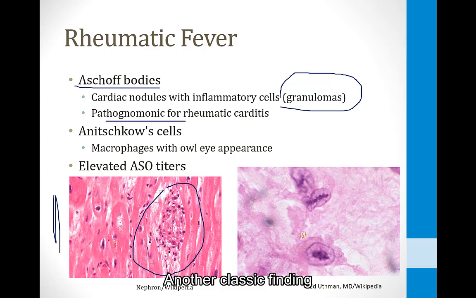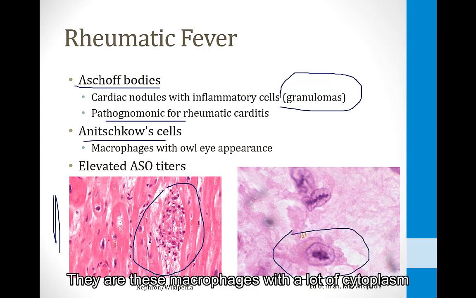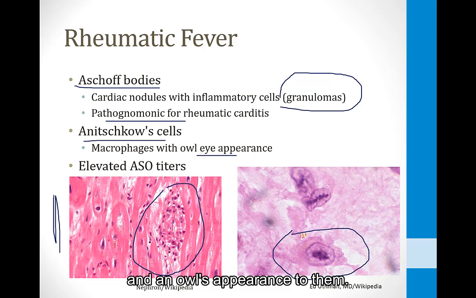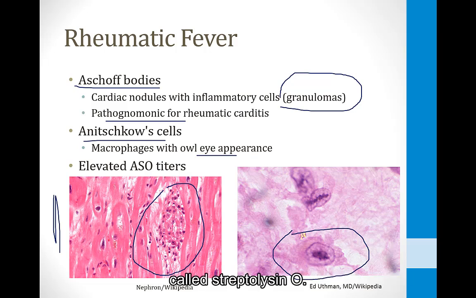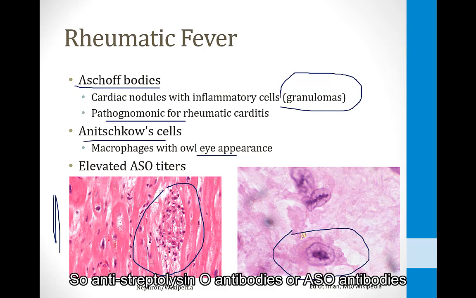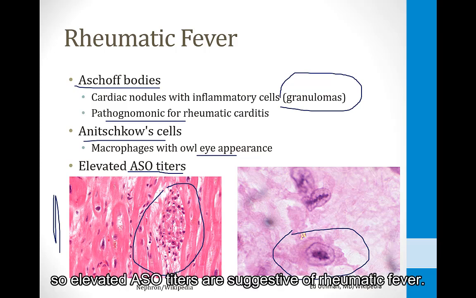Another classic finding is the presence of Anichoff cells. These are some of them over here in this picture. They are these macrophages with a lot of cytoplasm and an owl's eye appearance to them. And then finally, there is a toxin secreted by the bacteria called streptolysin O. So anti-streptolysin O antibodies, or ASO antibodies, will become elevated in patients who have rheumatic fever. So elevated ASO titers are suggestive of rheumatic fever.